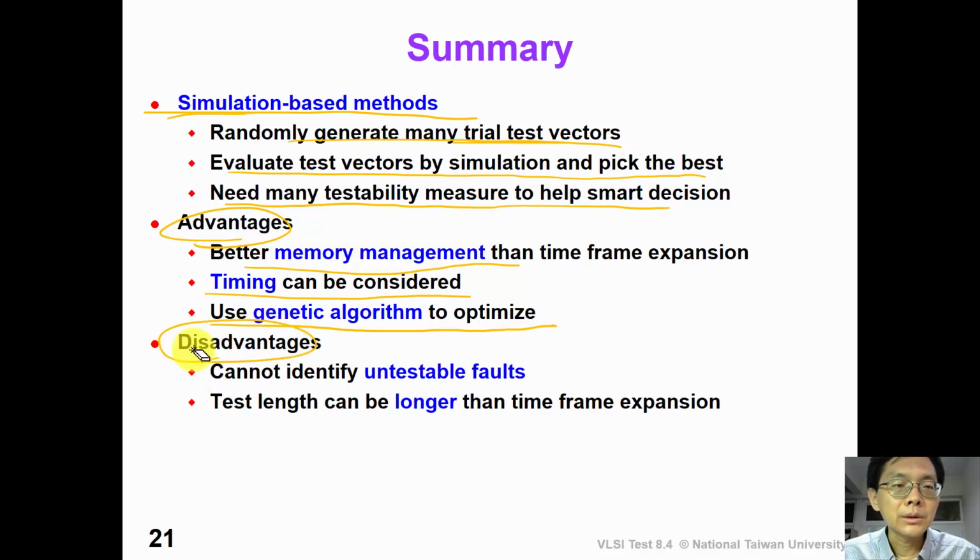However, there are still some disadvantages. For example, we cannot identify untestable faults using the simulation-based method, and the test length can be longer than with time frame expansion.